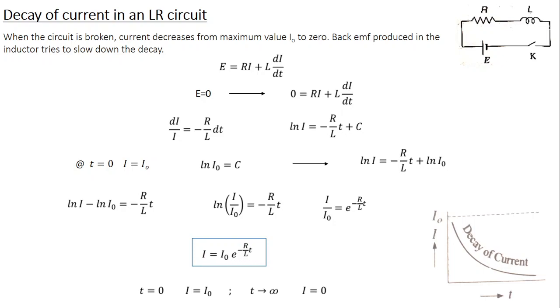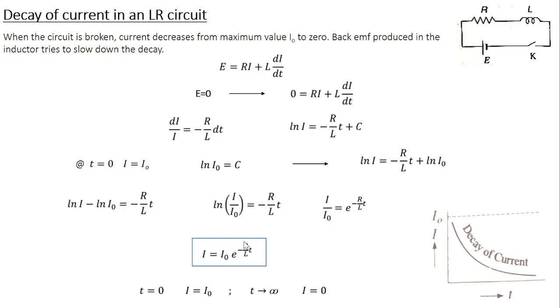Let's plot this. Once again you have to find out the endpoints. So what is the starting point? t equal to 0. In this function, if you put t equal to 0, e to the power 0 equal to 1, so you get I equal to I naught. What is the other endpoint? t equal to infinity, e to the power minus infinity equal to 0, so you get I equal to 0. So you start all the way from I equal to I naught and end at I equal to 0.